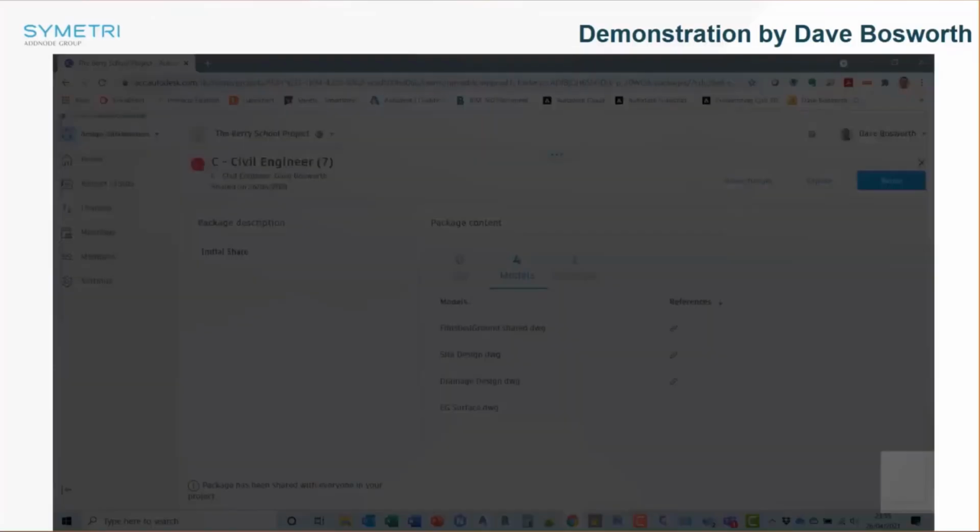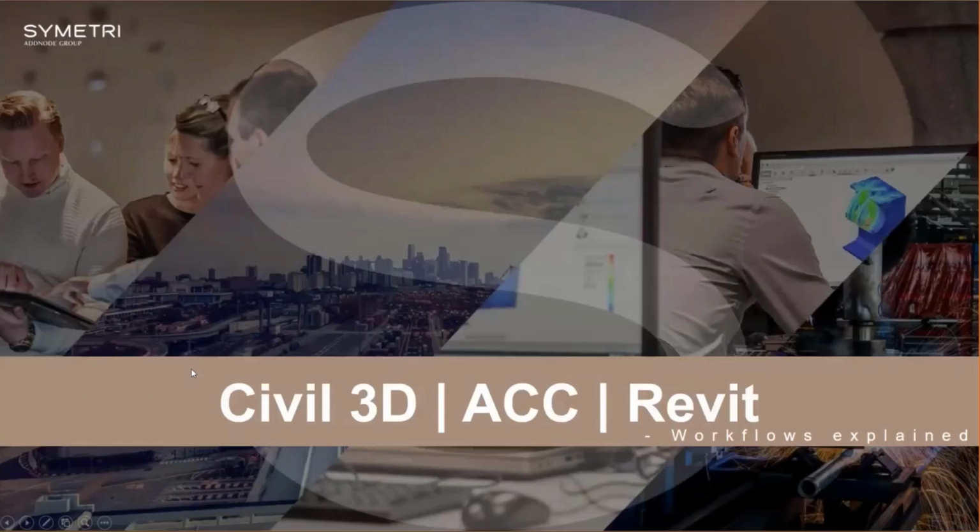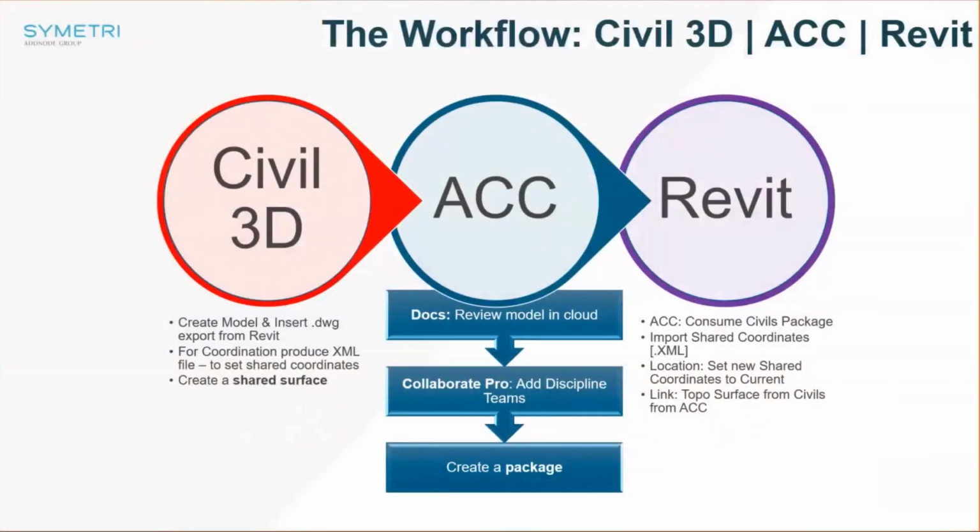That kind of concludes the end of that video, and where it takes us into the Civil 3D, ACC and Revit side of things now. So the Civil 3D and creating the topo surface and the documentation that the architect needed is now available to us in ACC. So let's just take a recap then of what has happened within that process.